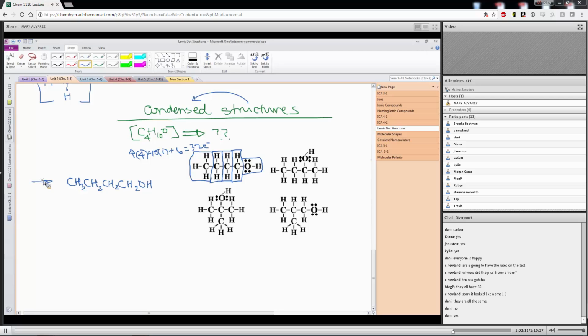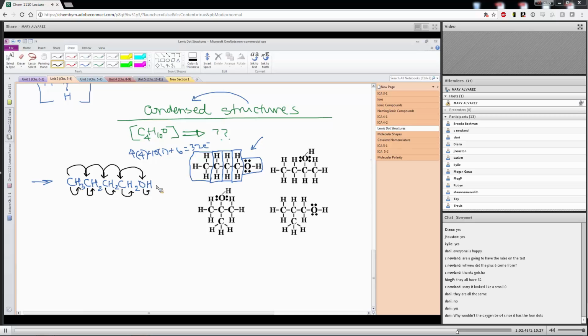This is the condensed structure of this Lewis dot structure. And I want you to see that we've placed everything in order of connectivity. This carbon is attached to that carbon, which is attached to that carbon, which is attached to that carbon, and that carbon is attached to that oxygen. And the hydrogens are placed on the atoms which own them. So this carbon owns these 3 hydrogens. This carbon owns those 2 hydrogens. This carbon owns those 2 hydrogen atoms. This carbon owns those 2 hydrogen atoms. And that oxygen owns that 1 hydrogen atom.